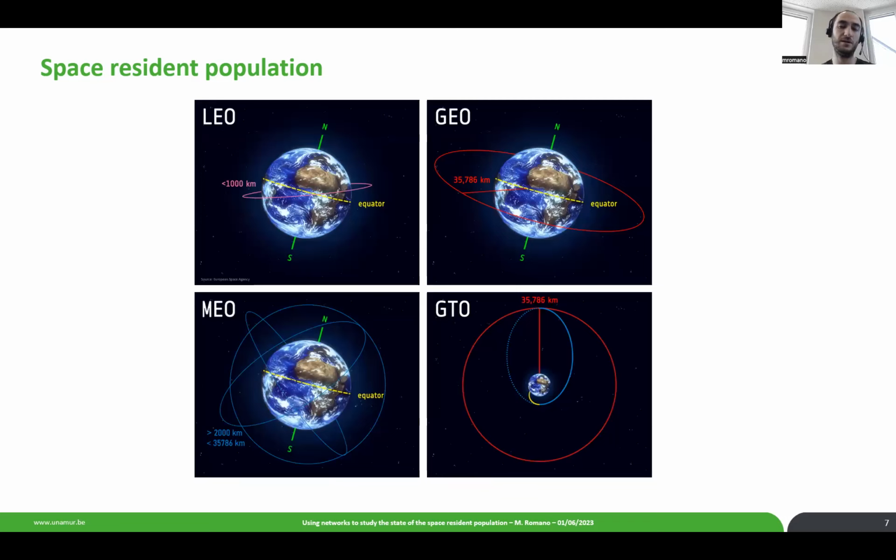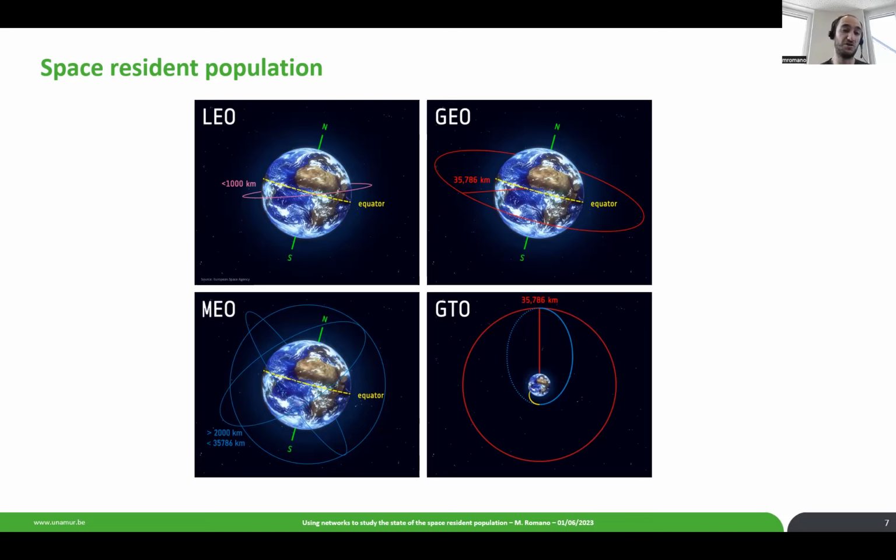There are main regions of space where these objects are concentrated. These are the most important families of orbits. We have the low Earth orbit, LEO, here. It is below 1,000 to 2,000 kilometers, so very close to the atmosphere.